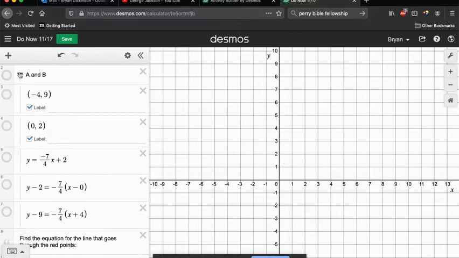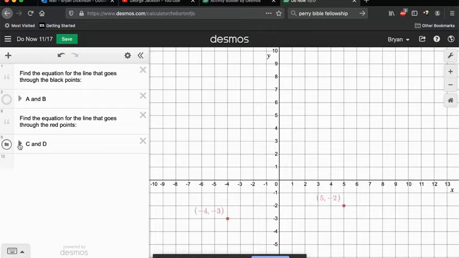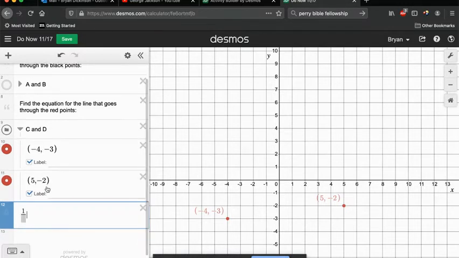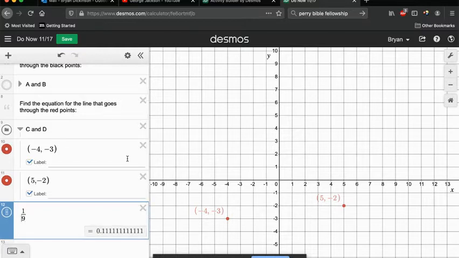Going on to the other case, when you had (-4, -3) and (5, -2), slope-intercept doesn't make a whole lot of sense because I can't see what my y-intercept is. I might be able to guess at it, but I definitely can't see exactly what it is. So in a case like this, I'm still going to find my slope. What's the difference from -3 to -2? That's going up 1. And from -4 to 5, it's going over 9. So my slope would be 1 over 9.